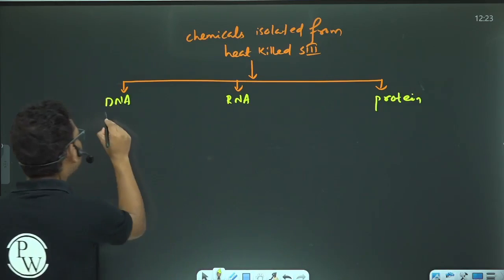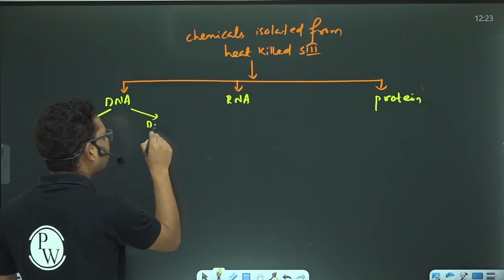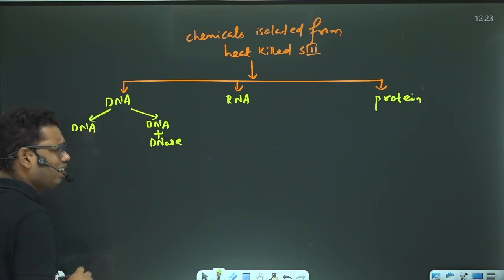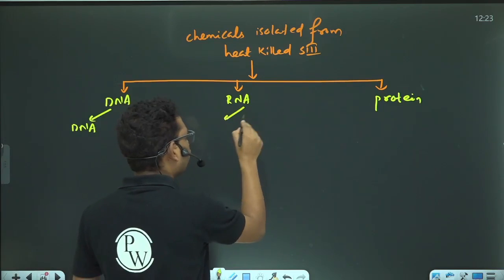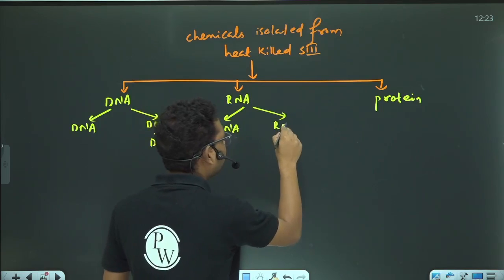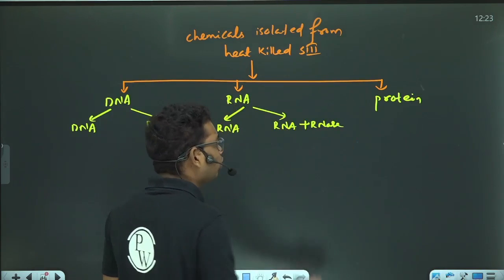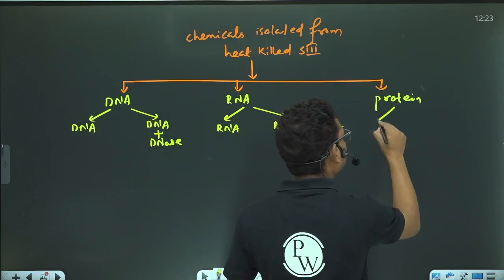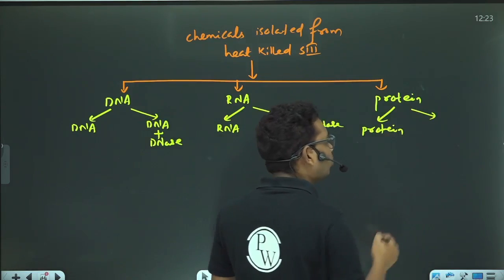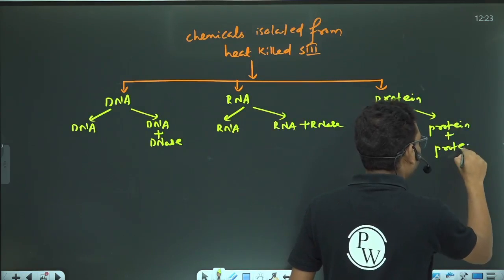The DNA was divided into two groups. In one case, only DNA was taken, and in another case, some DNA was supplied with DNase. DNase is the enzyme which digests the DNA molecule. The RNA was also divided into two groups. In one case, only RNA was taken, and in another case, RNA was supplied with RNase, which will digest the RNA molecule. The protein was divided into two groups: in one case only pure protein was taken, and in another case protein was taken along with the enzyme protease.